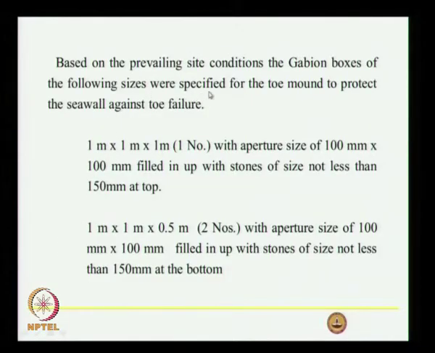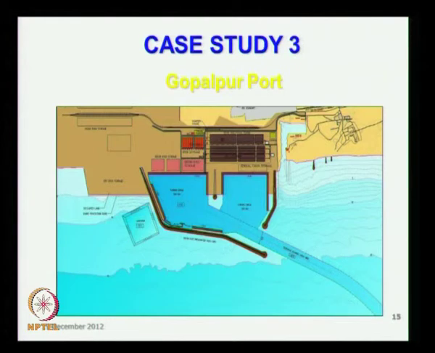Then we have the gabion box. The cost of a 1 meter by 1 meter by 1 meter box will be around 1500 rupees, and the size of the opening is 100 by 100, filled with stone of not less than 150. Then another size is 1 by 1 by 0.5. So with this we have completed the second case study. The first case study is artificial nourishment, and the second case study is the sea wall.